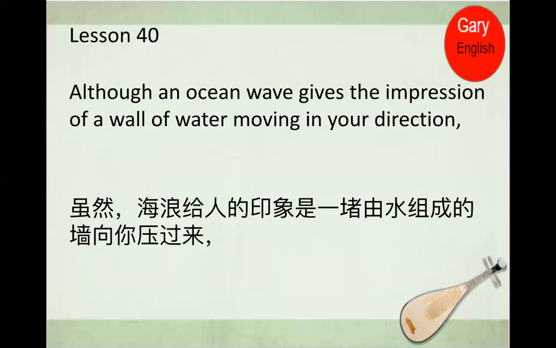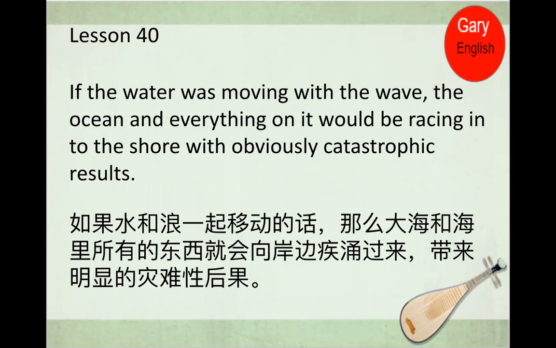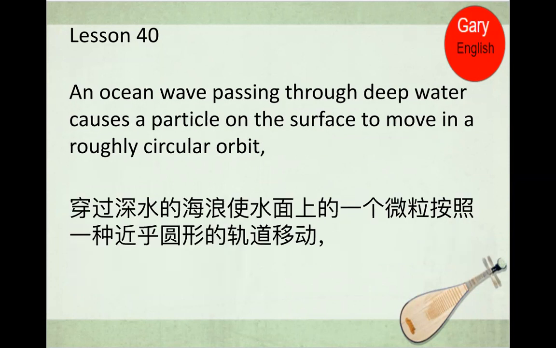Although an ocean wave gives the impression of a wall of water moving in your direction, in actuality, waves move through the water, leaving the water about where it was. If the water was moving with the wave, the ocean and everything on it would be racing into the shore with obviously catastrophic results.